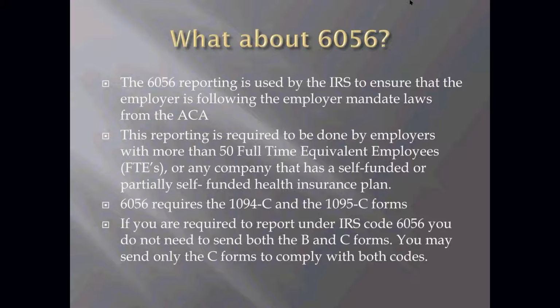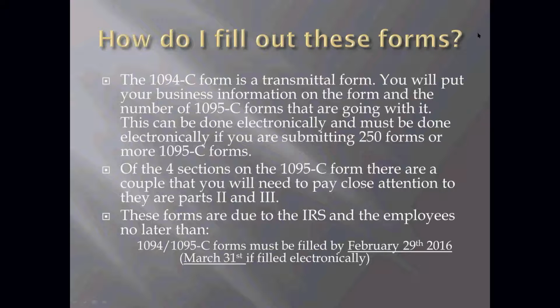All right, I'm going to continue on forward then. So these particular forms, how do they get filled out? The 1094C form is a transmittal form. Your information goes into the top and how many of these forms you're sending. Now, one big thing to keep in mind, if you are submitting 250 forms or more of the 1095Cs, it has to be done electronically.